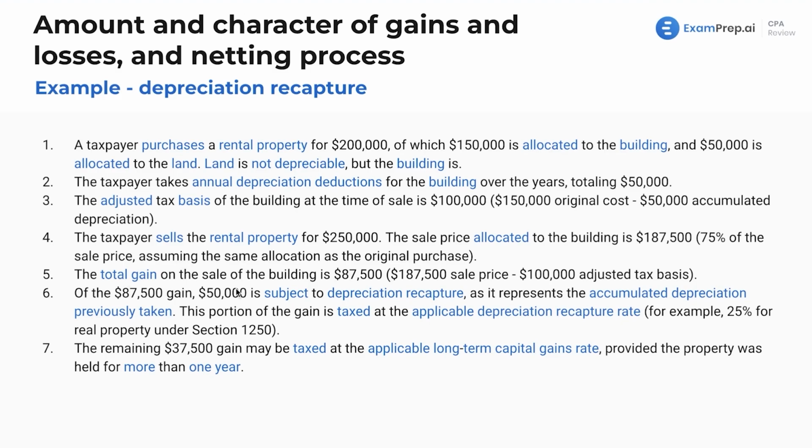The total gain on the sale of the building is going to be $87,500. So the $187,500 sales price minus the $100,000 adjusted tax basis. Of the $87,500 gain, $50,000 is subject to depreciation recapture as it represents the accumulated depreciation previously taken. This portion of the gain is taxed at the applicable depreciation recapture rate, for example, 25% for real property under Section 1250. The remaining $37,500 gain may be taxed at the applicable long-term capital gains rate, provided the property was held for more than 1 year.